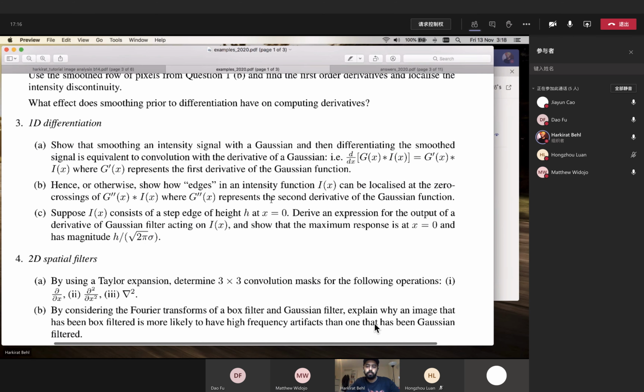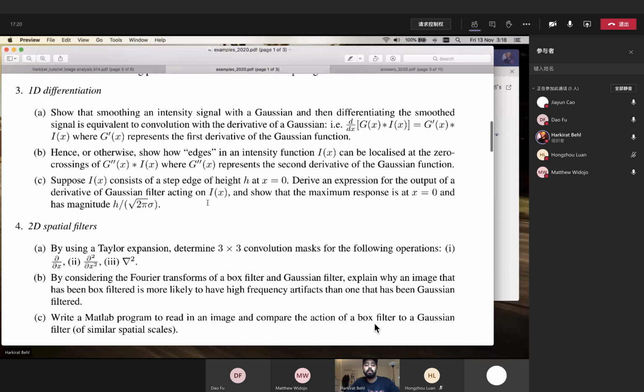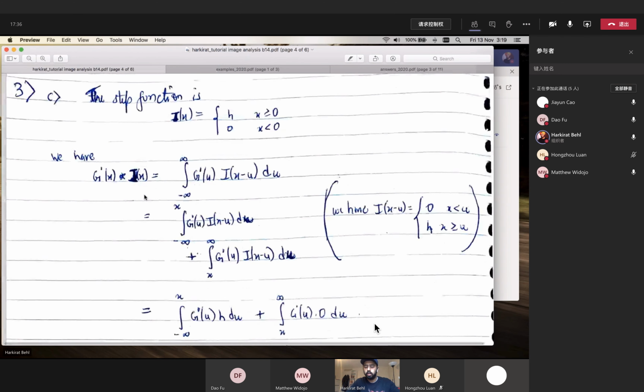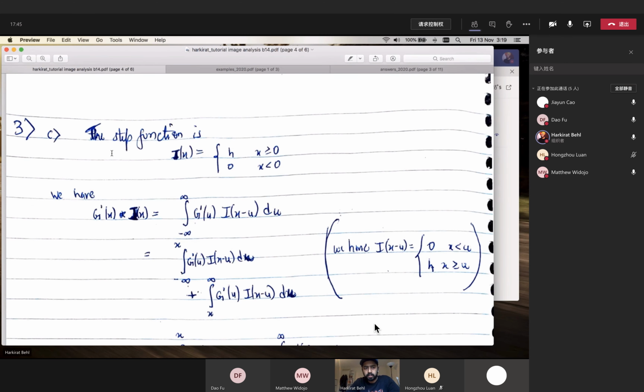Okay. So this concludes this part. And the third part is, suppose Ix consists of a step edge of height h. Derive an expression for the output of the derivative of Gaussian filter acting on Ix, and some more things. So I have written the solution for this. Let's have a look at the solution. People have done this in different ways. This is my way of doing it. I think this was simpler. So I hope everybody understands it.